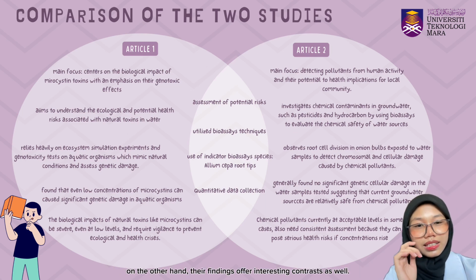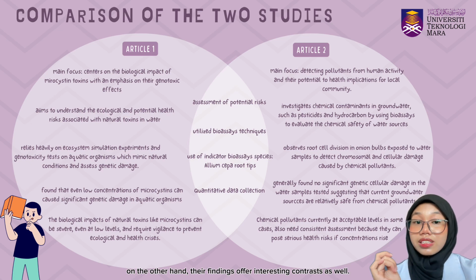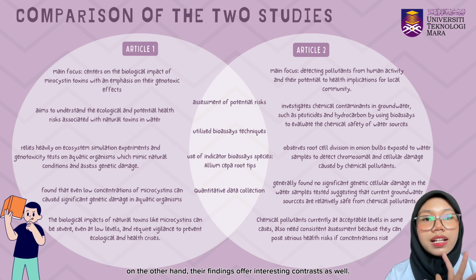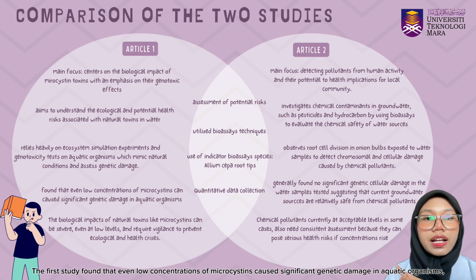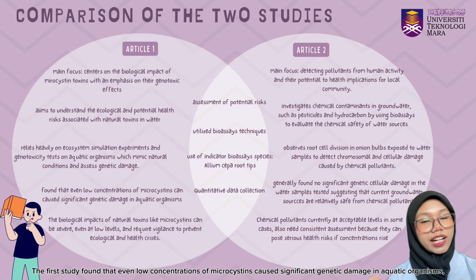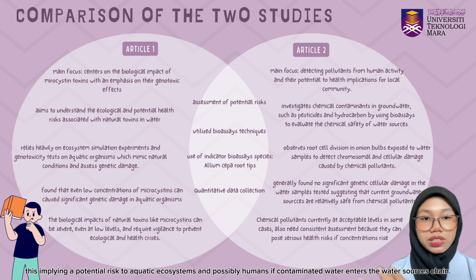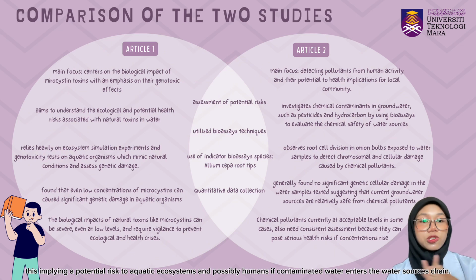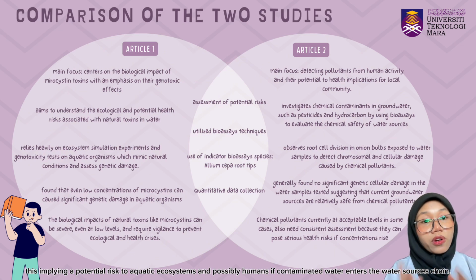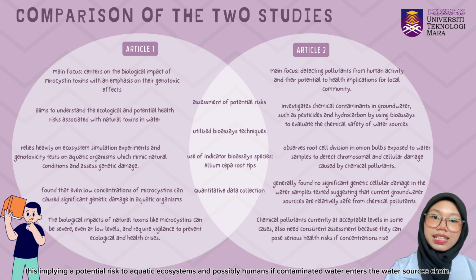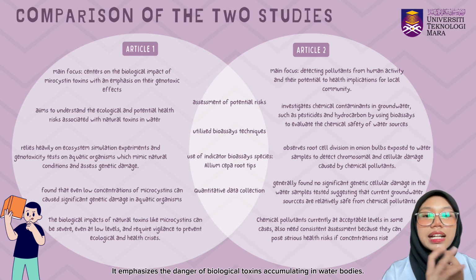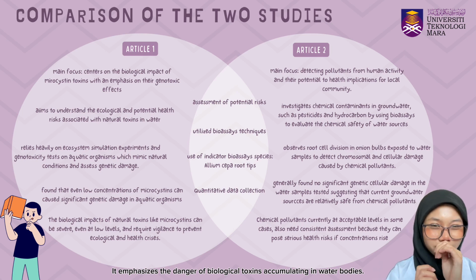On the other hand, their findings offer interesting contrast as well. The first study found that even low concentrations of microcystin cause significant genetic damage in aquatic organisms. This implies a potential risk to the aquatic ecosystem and possibly humans too, if contaminated water enters the food chain. It emphasizes the danger of biological toxins accumulating in water bodies.